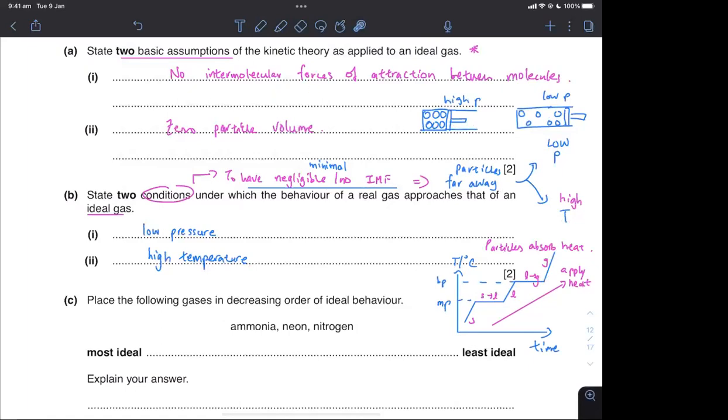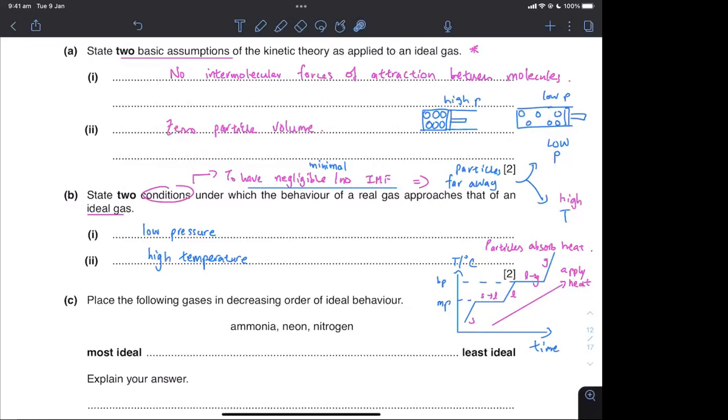Explanation number 2: high temperature. The higher the temperature, the particles have more kinetic energy, because that's the definition of temperature and kinetic energy. Higher temperature, more kinetic energy, particles move further away from each other, and therefore lesser or negligible intermolecular force, more ideal.